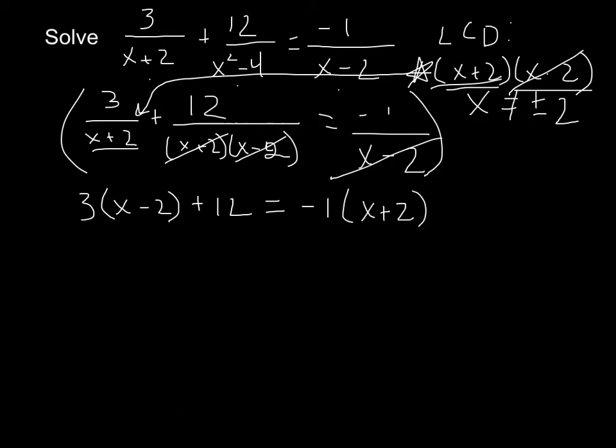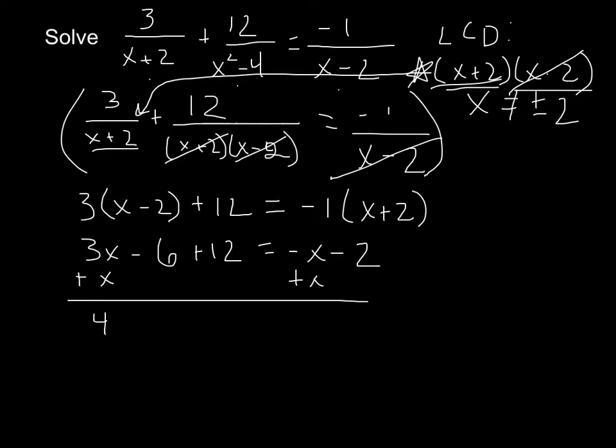Now that I've removed the fractions, let's solve. 3x minus 6 plus 12 equals negative x minus 2. I'm going to get all my x's on the same side. Remember, if it's quadratic, you have to get everything on the same side set equal to 0. So what I have here is 4x plus 6 equals negative 2.